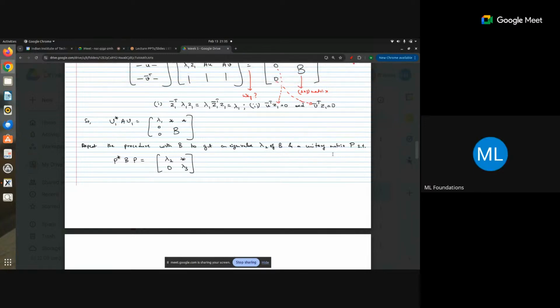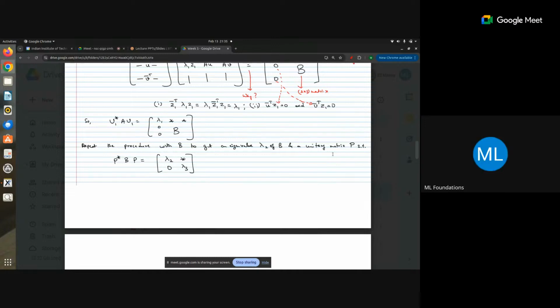It is of B, not of A. So we have to again calculate the eigenvalue of B. It's kind of a tricky part here. It's calculation intensive, but it is the same procedure. You have to repeat it again.